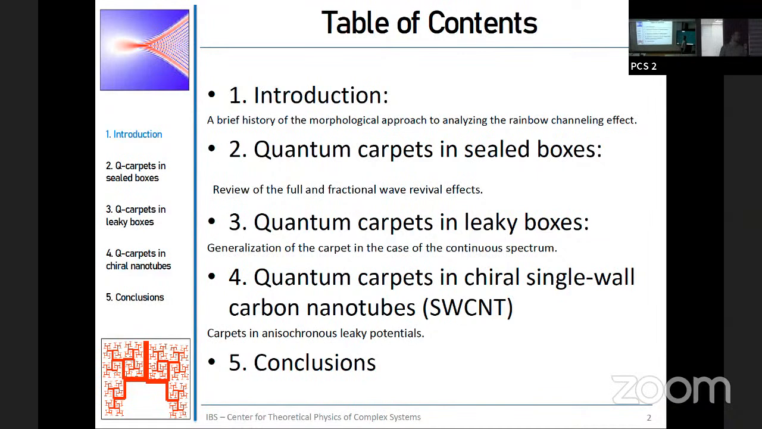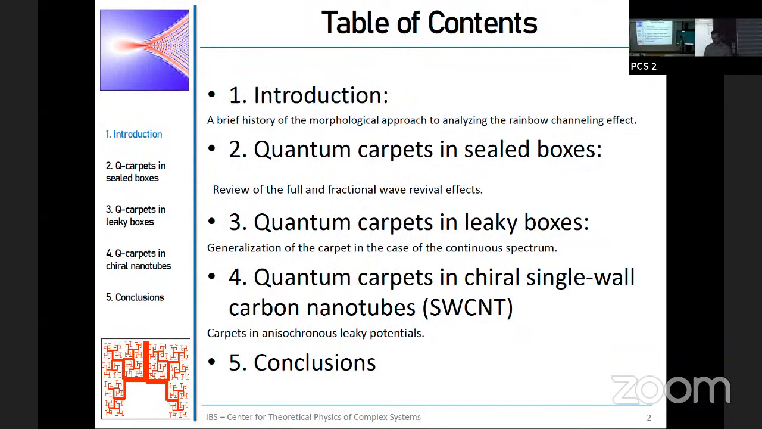Since it's my first time here, I will briefly tell you about our scientific activity in our institute and, in very few words, how this line of development has developed over time. Actually, we are the latest branch of this tree of research starting back in the 50s. Then we will discuss quantum carpets in sealed boxes. You will hear immediately what that means. And then we will relax conditions a little bit. We will discuss what happens in the continuous case, of continuous spectra, in essence, when this box has leaky walls. It means that it has finite height, so a quantum particle can tunnel out of it.